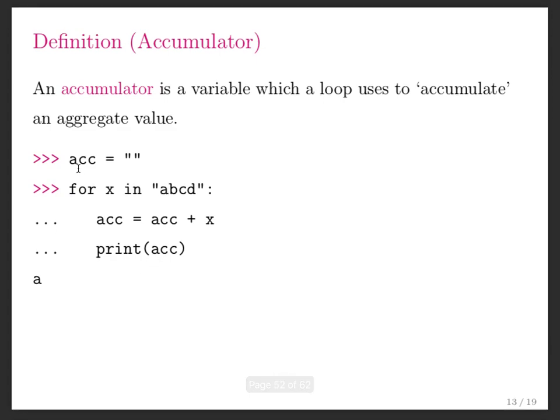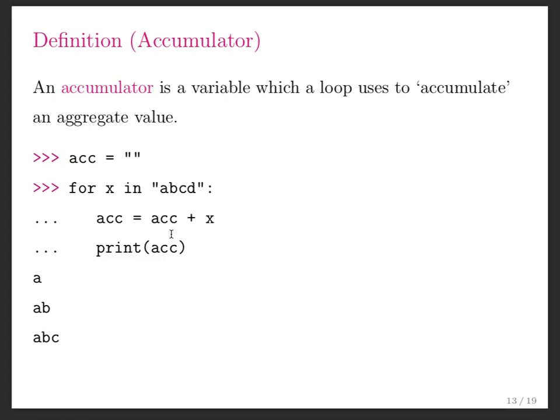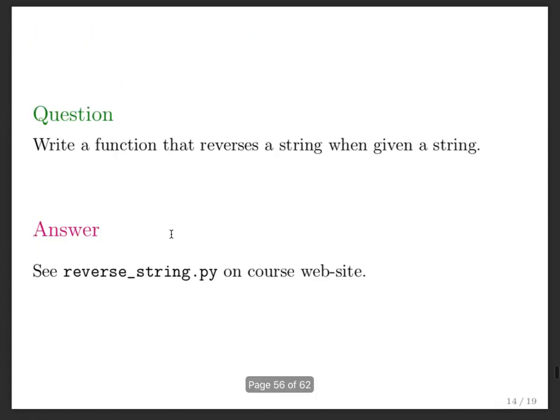A. We're going to go up to here. X is going to get set to B. The accumulator is going to be set to A plus B. And then we're going to print that. So what do we print? AB. We're going to go back up to here. X is going to get set to C. The accumulator is going to be equal to AB plus C. We're going to print that. ABC. Repeat it again. ABCD. And then we've escaped. So you see how we're accumulating a value as we walk through this loop. This is very typical. We're going to be building many of our answers by accumulating in this manner.